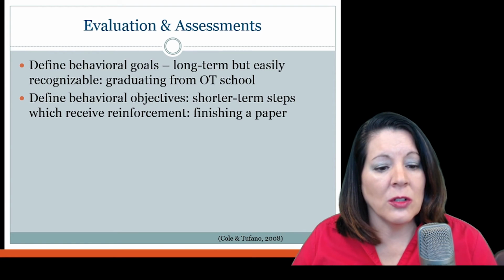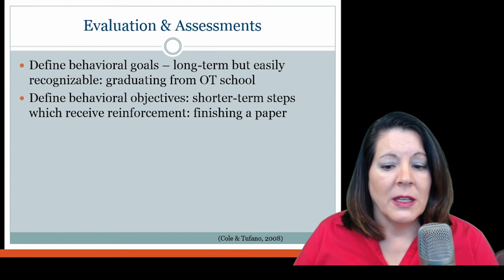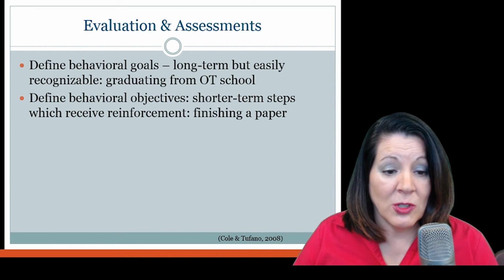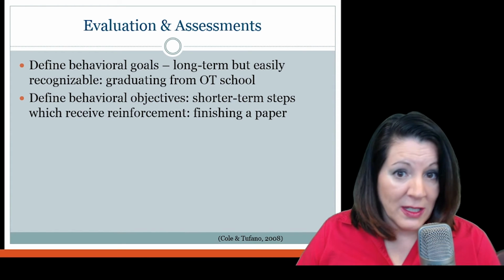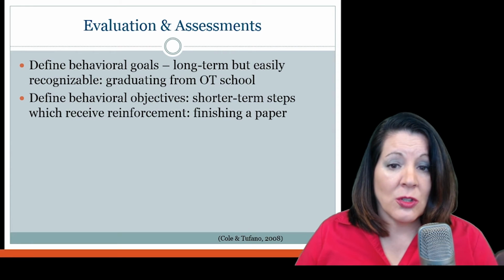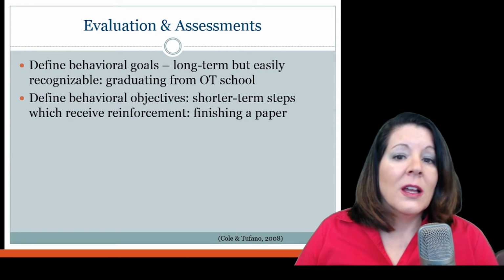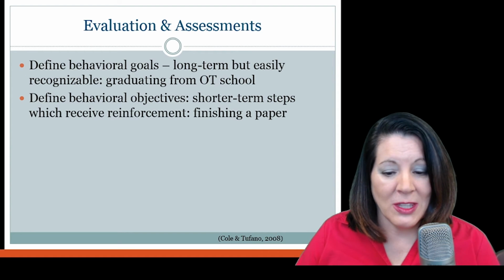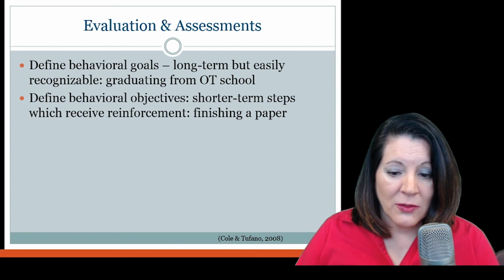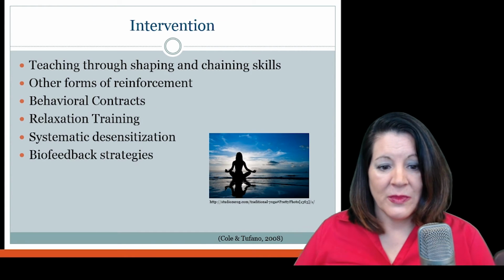Sometimes they're long-term, but they also need to be easily recognizable. So like for you, graduating from OT school is a long-term and easily recognizable goal. And then there are objectives, which are the shorter term steps for getting there, like finishing the paper assignment that you have for this class for this semester. It's a short term objective to get you toward the longer term goal of graduating from OT school.